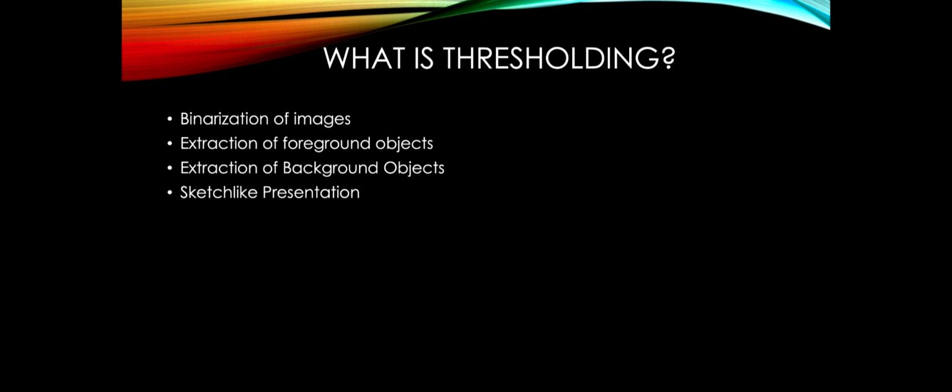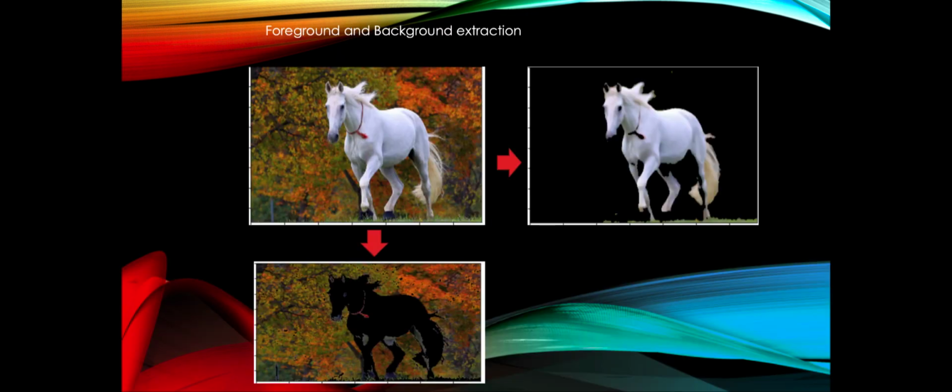Thresholding is also very useful to create a sketch-like presentation of a color image, and we will see those visually as we learn through the examples. So here is an example of how we can extract a background and a foreground. Here is an image of a horse, and behind it there's a very nice nature background with lots of trees, branches, and different colors of leaves.